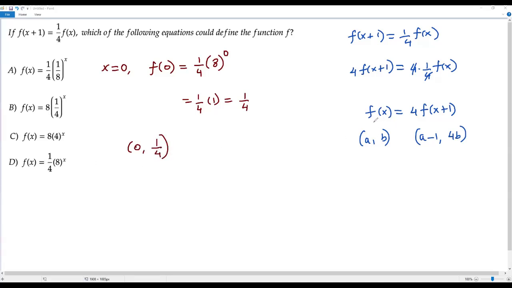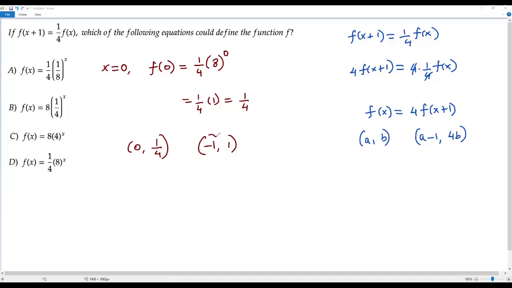Okay, now apply the two transformations over here on this point. So that is horizontal translation of 1 unit to the left. That is, 0 minus 1 will become negative 1. So vertical stretch by a factor of 4. For that, we have to multiply the y coordinate 1/4 by 4. When I multiply 1/4 by 4, I'm just getting 1. So we know that we have the point (0, 1/4) on the graph of f of x in option D. Then we must have this point also on the graph of f of x.